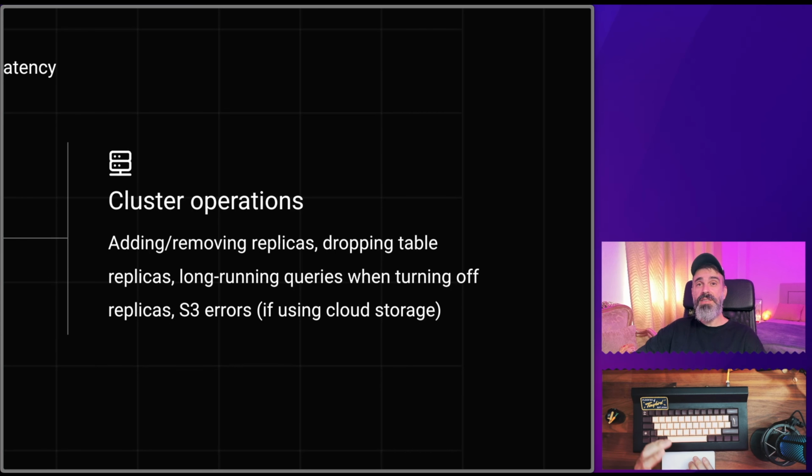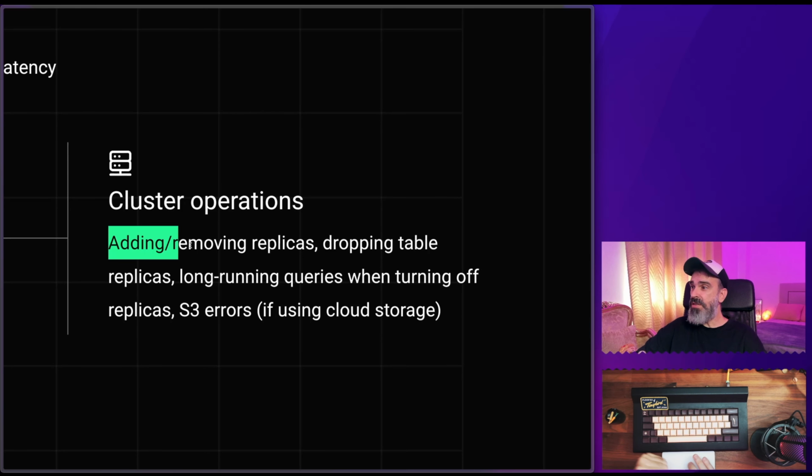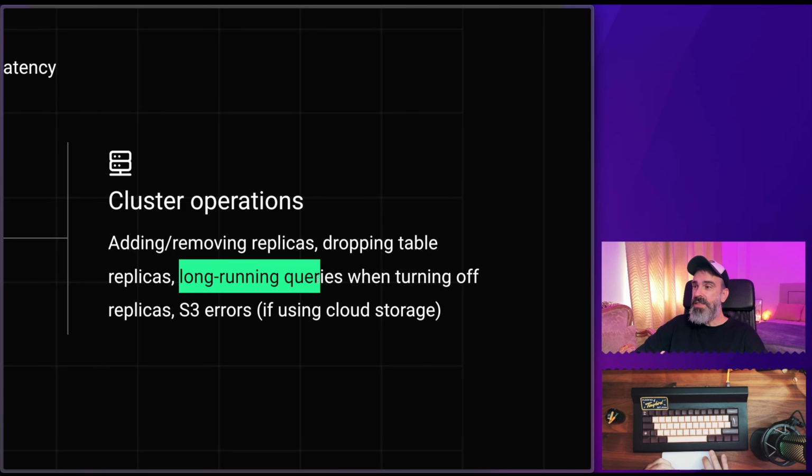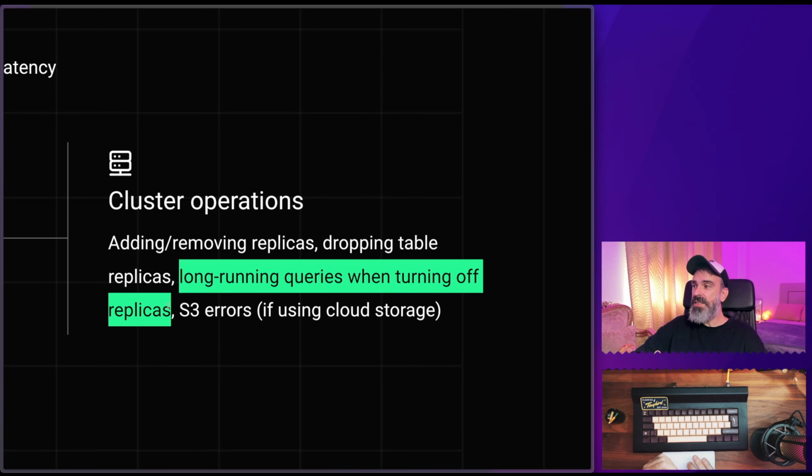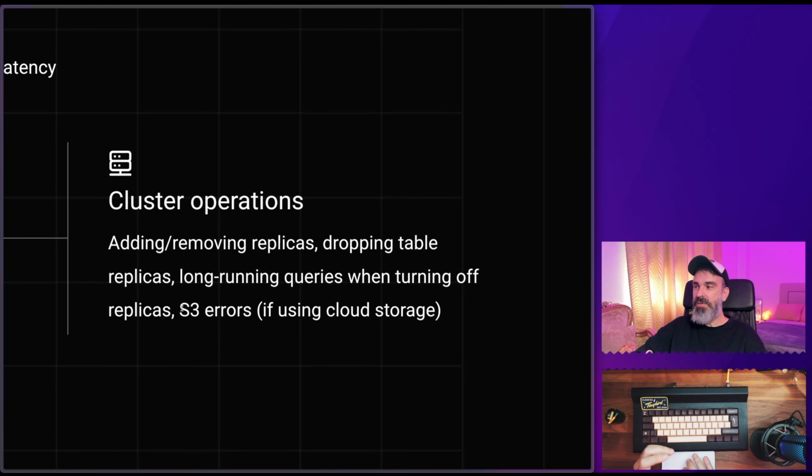And ClickHouse clusters are not static. They need to adapt to the load. So you're gonna do some of these operations, adding and removing replicas, dropping tables. You may have long-running queries when turning off replicas, and maybe you cannot do that. You may have S3 errors you have to monitor. So there is a complex set of operations you have to do that you need to take into account what's going on in the cluster at that time.